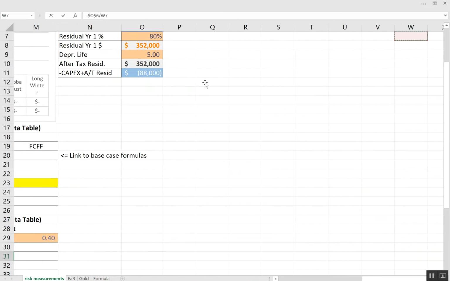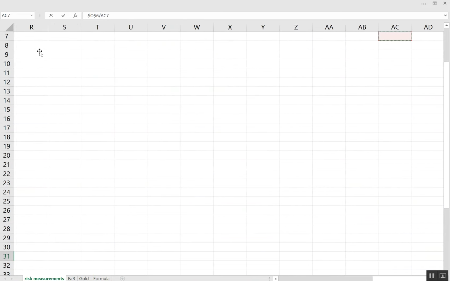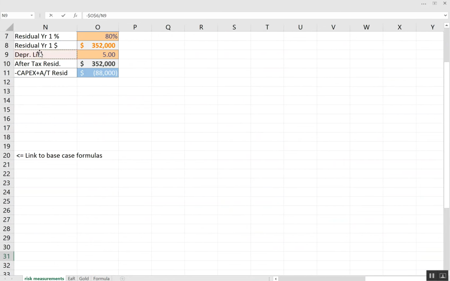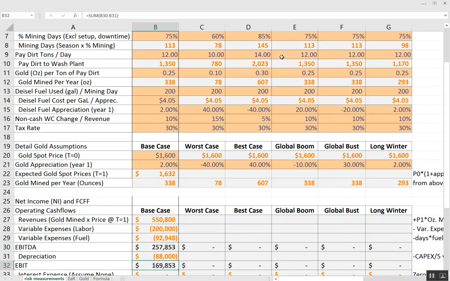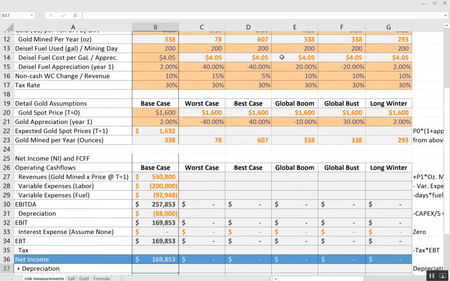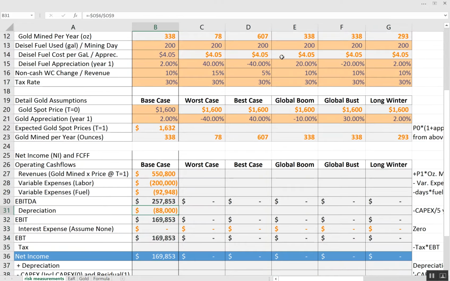Well, it's going a little slow there. There we go. Divided by 5 years. I'm going to anchor that. So 88,000 depreciation in that year. That gives me 169 of EBIT.